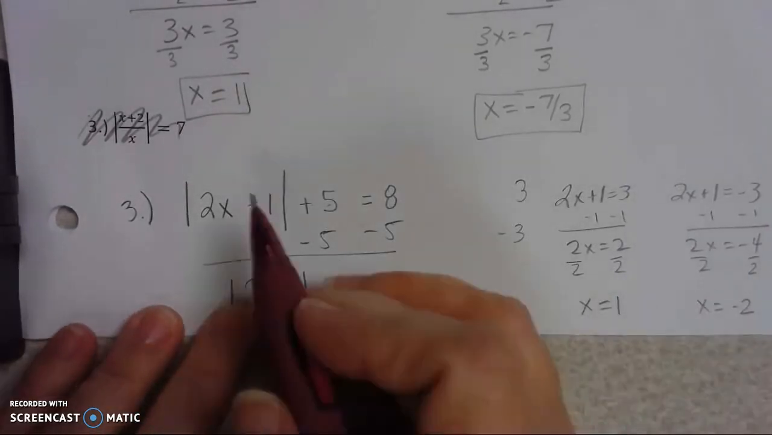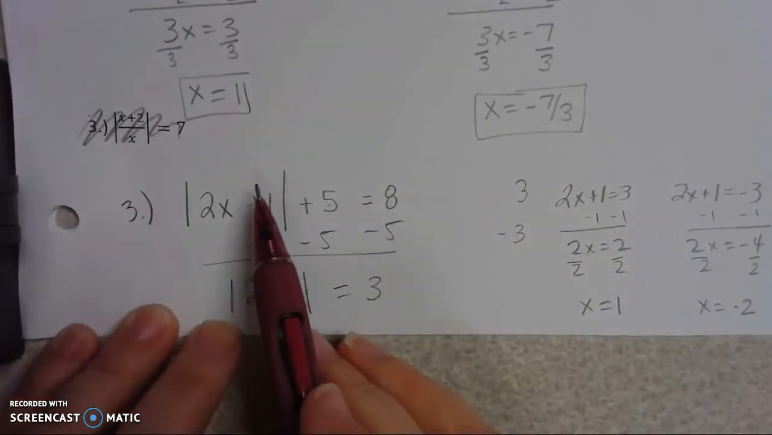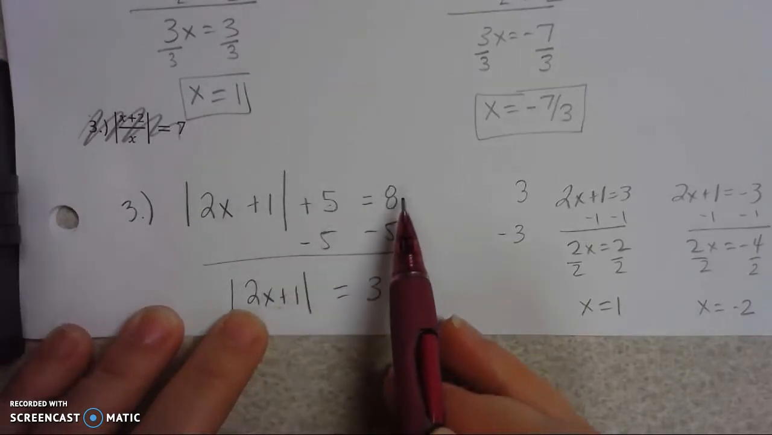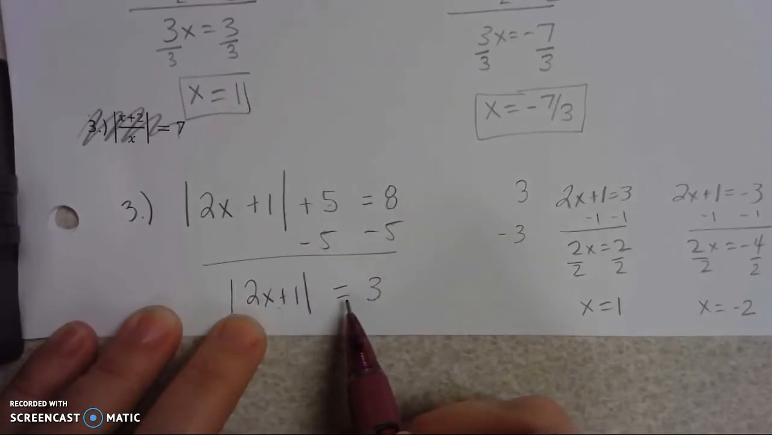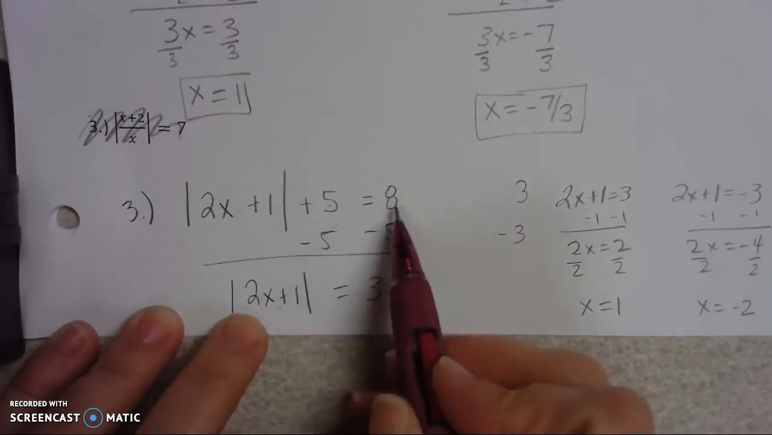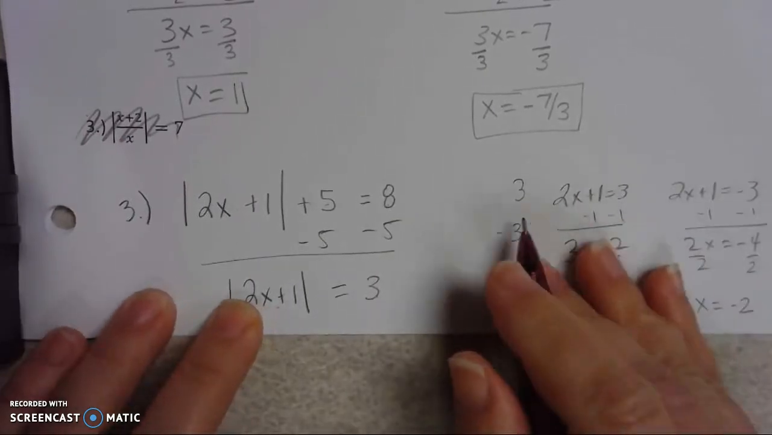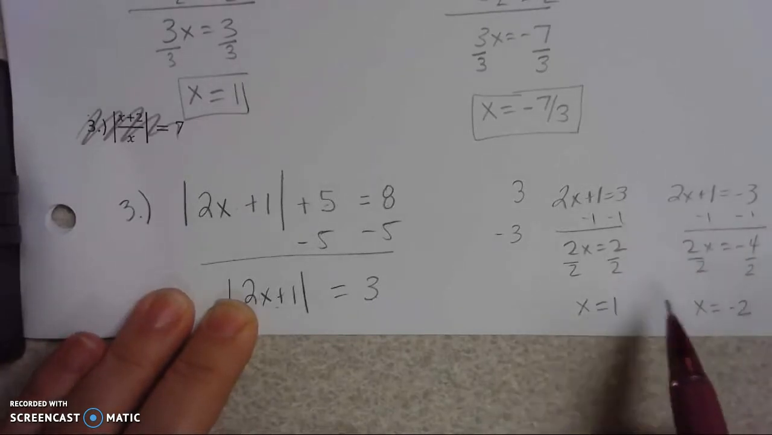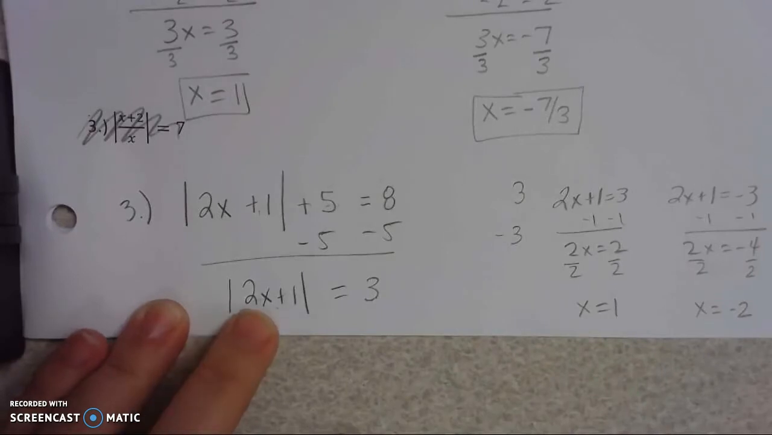I want to check my answer back in the original equation. So I'm looking for the distance of something, plus 5 will give me 8. We determined that a distance of 3 plus 5 equals 8. And to get a distance of 3, there were 2 possibilities, 3 and negative 3. And so we found what x values would give us 3 and negative 3 inside those absolute value bars.